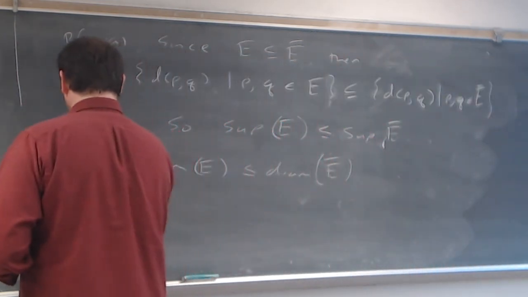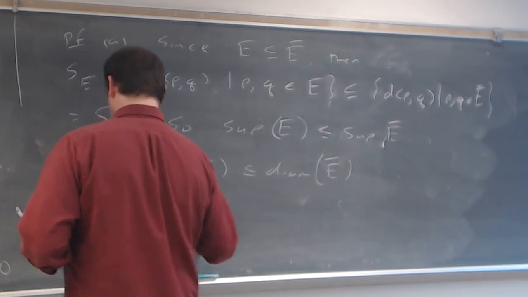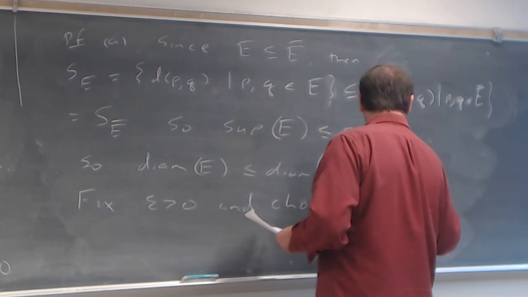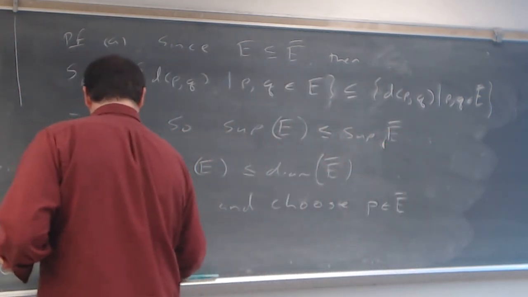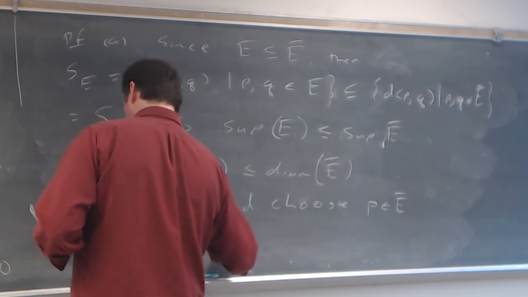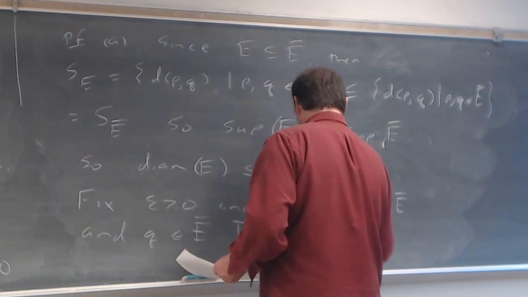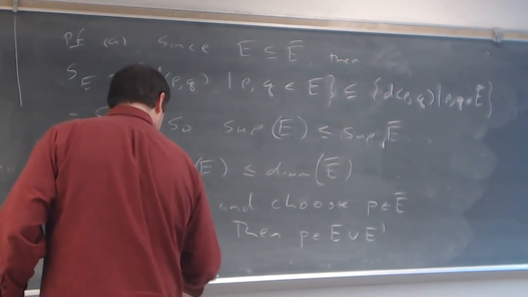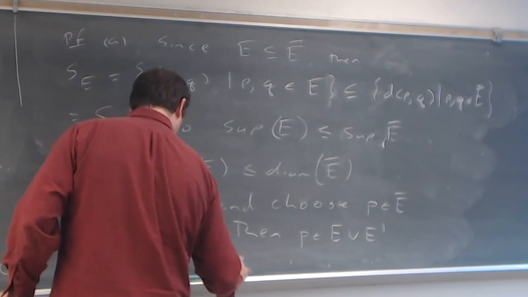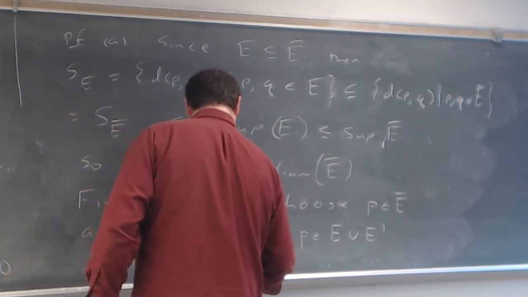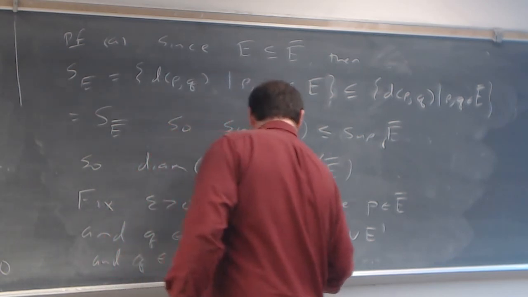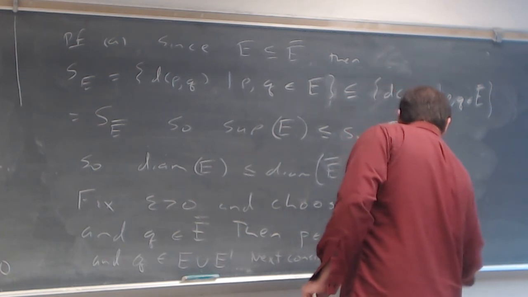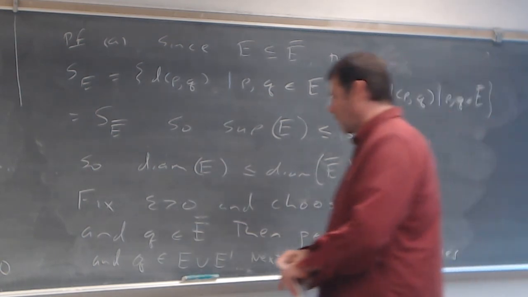Okay, so here's what we'll do. We'll fix some epsilon greater than 0 and choose P an element of E closure and Q an element of E closure. Then what we have is that P would be an element of E union the limit points of E, and Q is an element of the same thing, E union the limit points of E. We will consider the following cases. The cases are based on where P and Q can be.